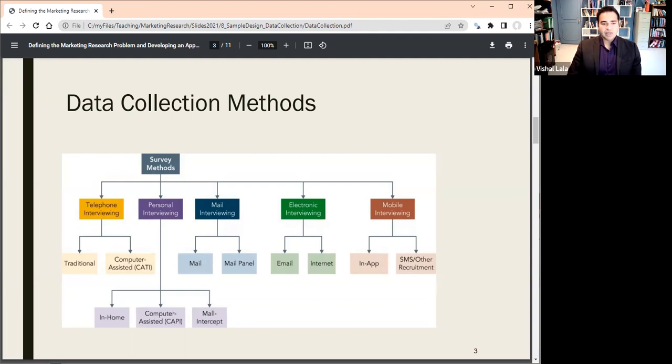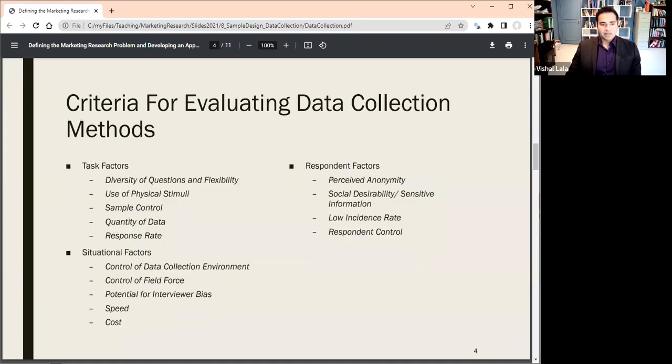These have got to do with the nature of the study at hand, such as task factors, situational factors, and respondent factors. Specifically, if you have a lot of different kinds of questions to ask, and you want some sort of flexibility about your survey to ask unplanned questions, maybe in person or phone is the right way to go. If you want to show some physical stimulus, well then it has to be in person.